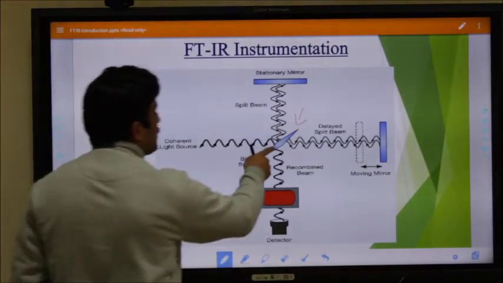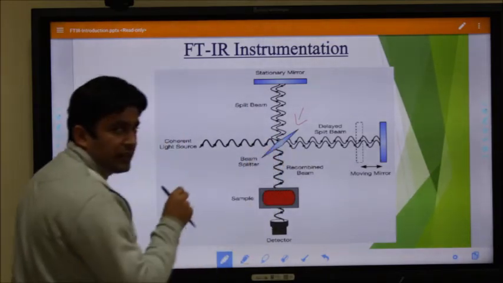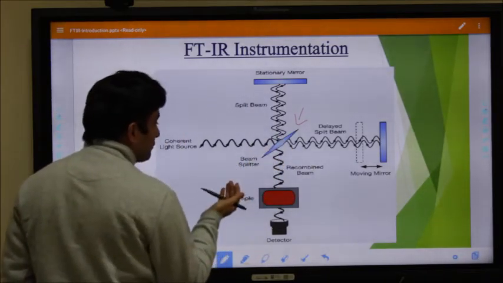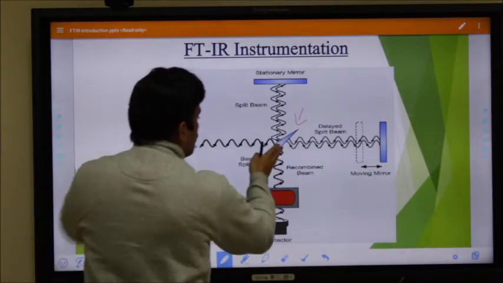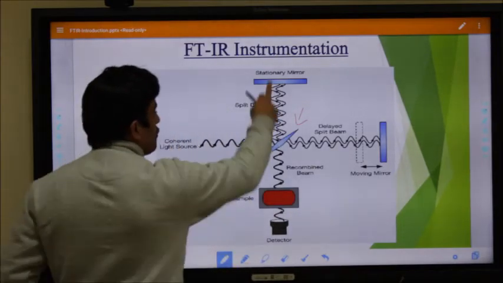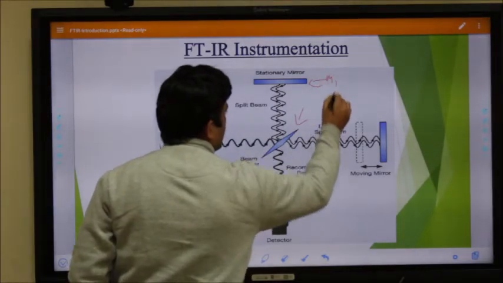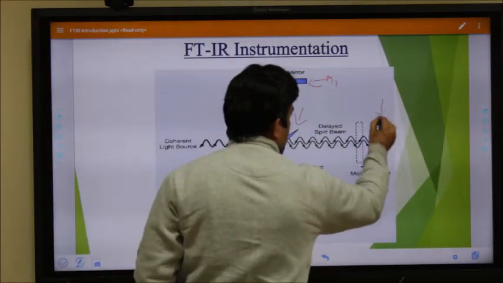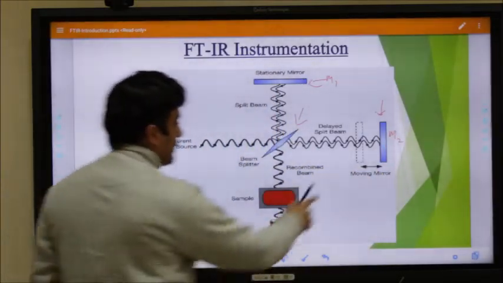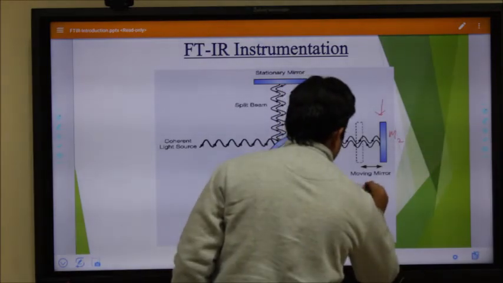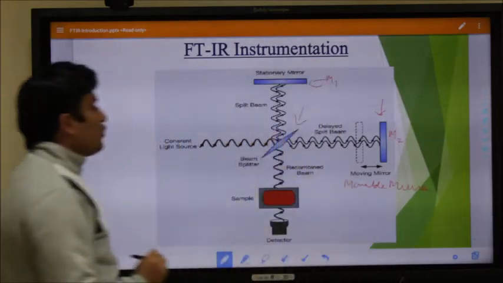Now what will this mirror do? Light will come here, and some of the light will pass through it. As it is a partially transparent mirror, it will reflect light into two equal portions, to two different mirrors. One is this one, M1, and the other one is this one, M2. This one is a movable mirror.